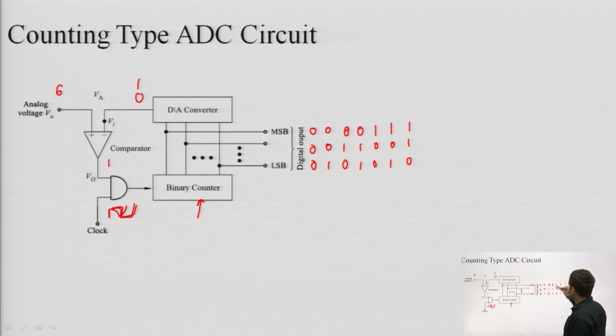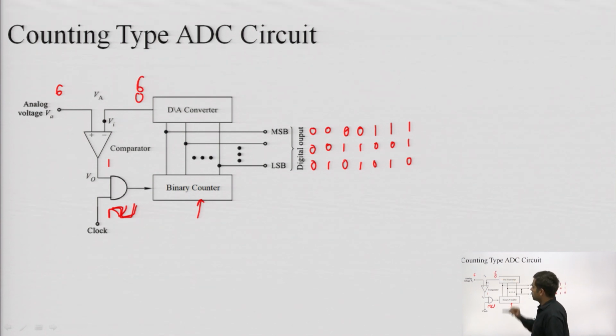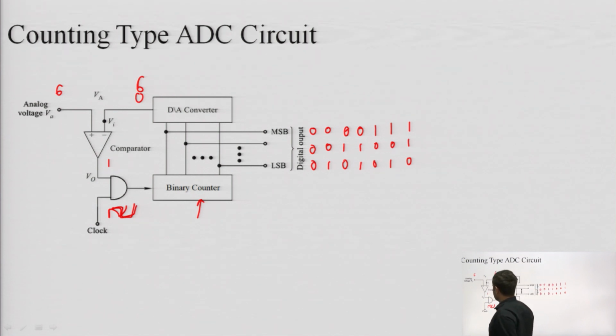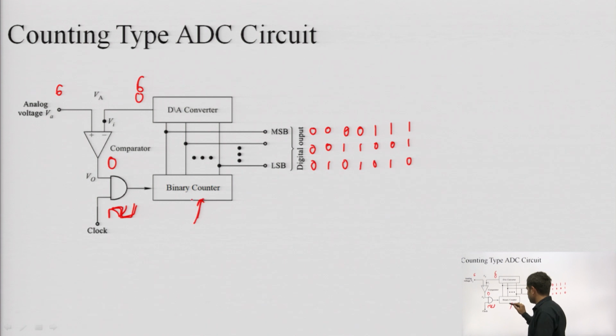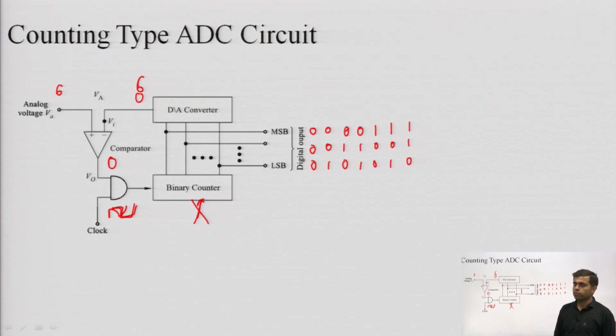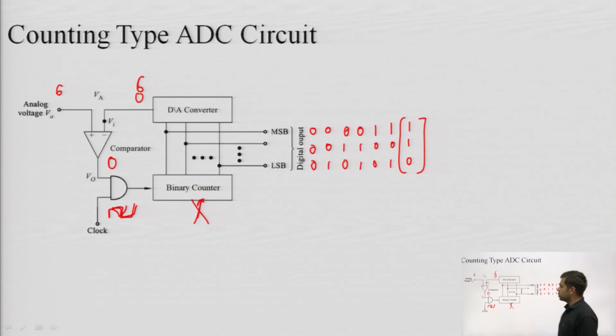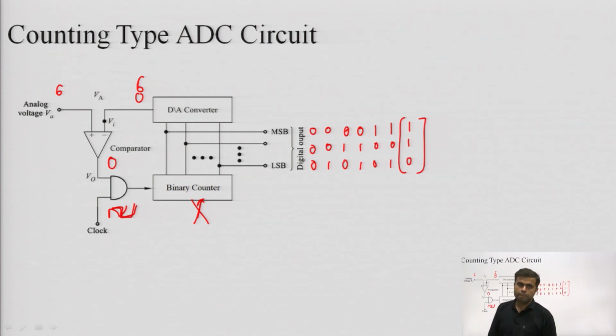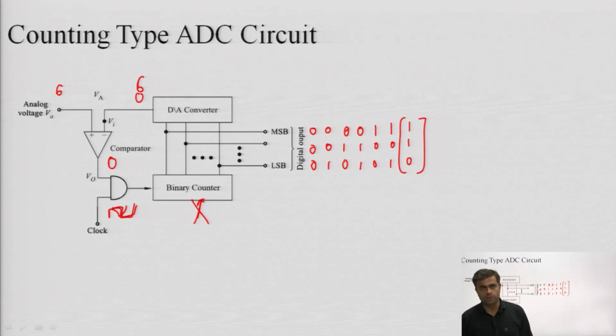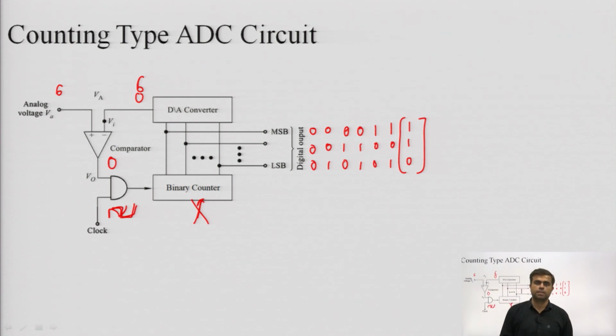So as soon as it reaches 1 1 0, it becomes 6. Now 6 is equal to 6, so the comparator output will be 0 and the counter will not be provided any more clock, and in that case the counter will stop the counting operation and the output will be displayed as 110. So this is the counting type operation of this ADC circuit.